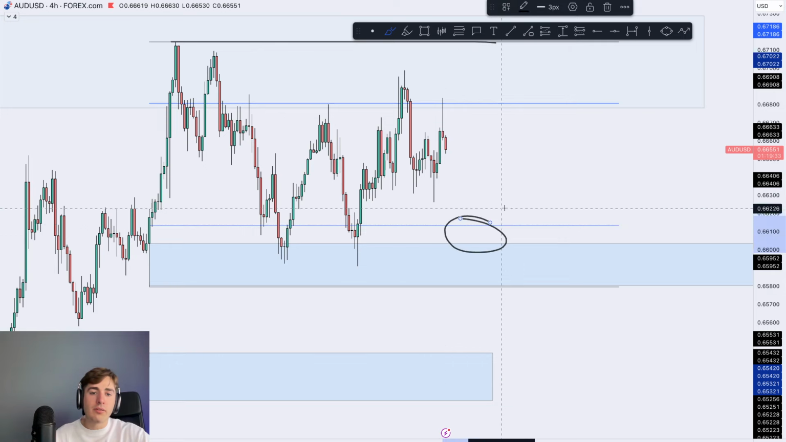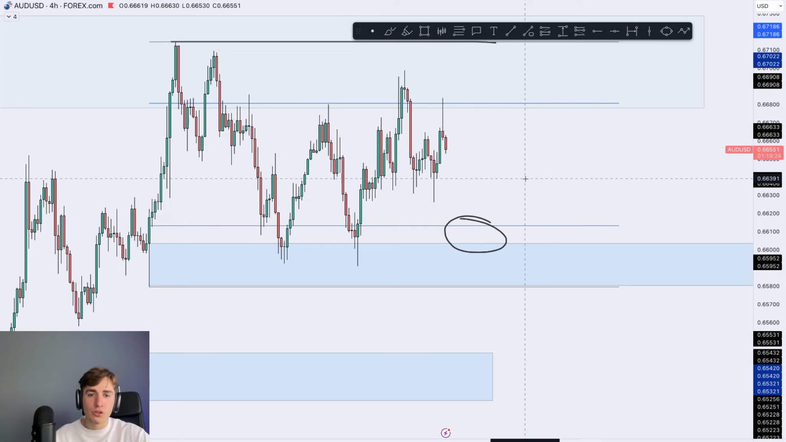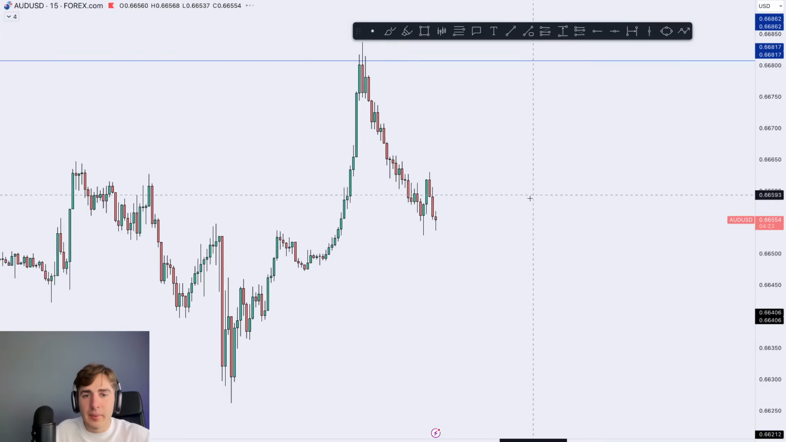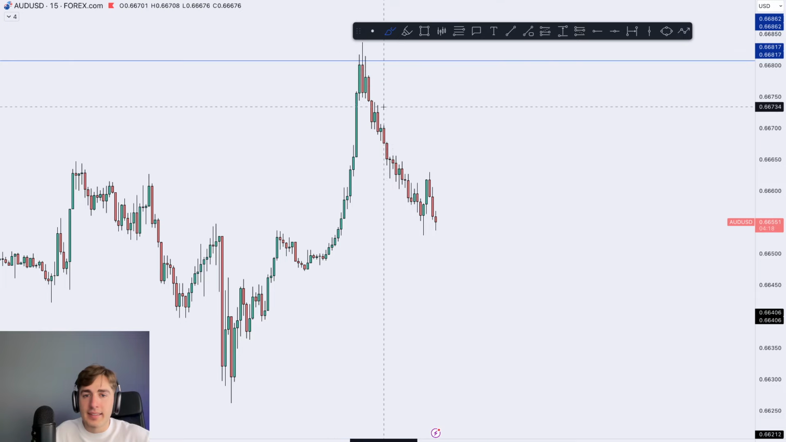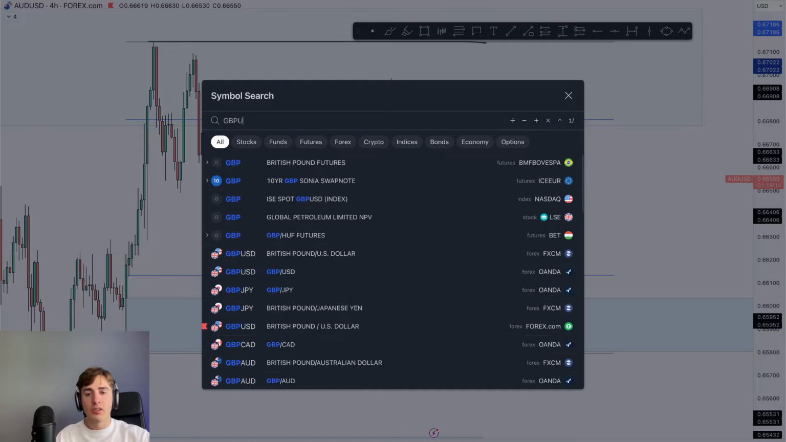So definitely waiting for it just to tank down lower in towards that 25% mark, or to come back up one more time in towards that 75% mark and look for that potential trade. Overall, there was also no change of character trade over here. So yeah, nothing really for me here on AUDUSD in all honesty.